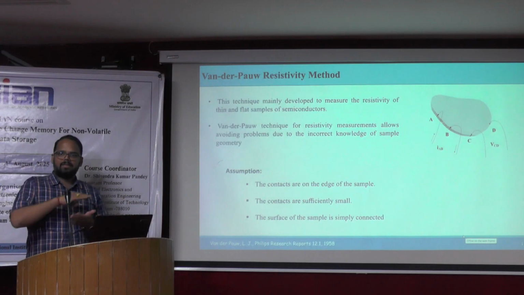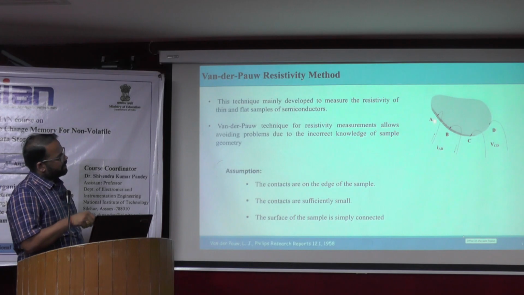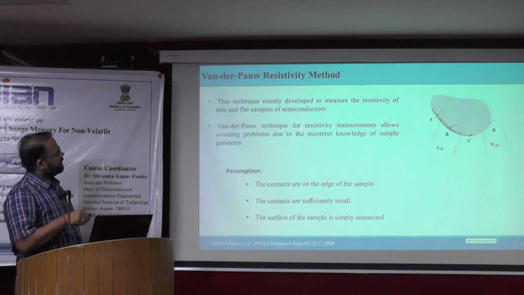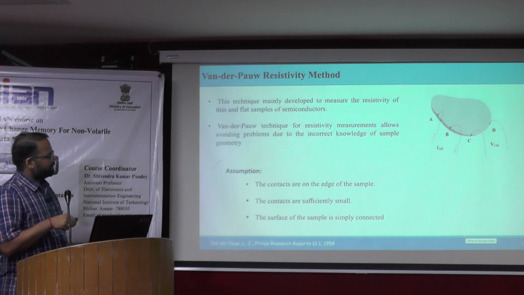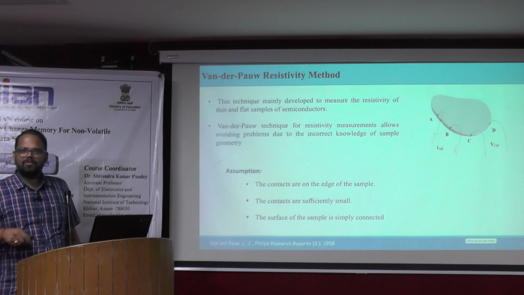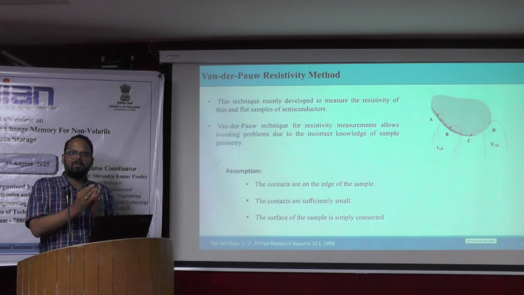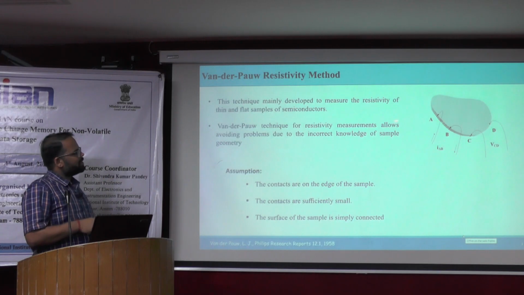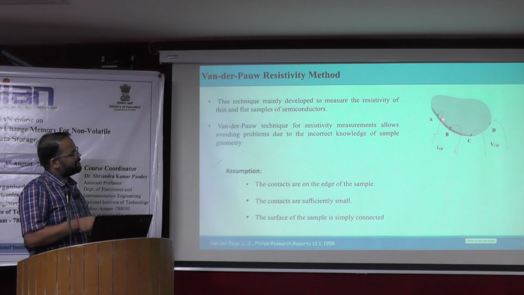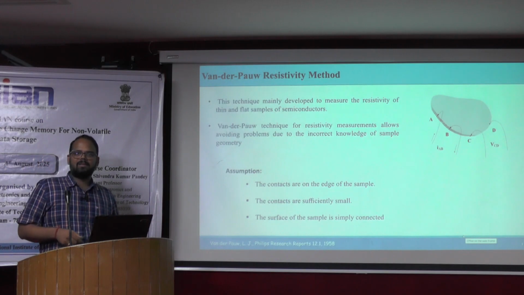So if we have a thin film of any sample, this identifies its resistivity. And the Van der Pauw technique for resistivity measurement allows avoiding problems due to incorrect knowledge of sample geometry. So if you don't have any knowledge of the geometry, whether it is linear or what kind of sample it is, you can simply place the contacts at the edge and do multiple measurements, and they have an appropriate mathematical equation for this.